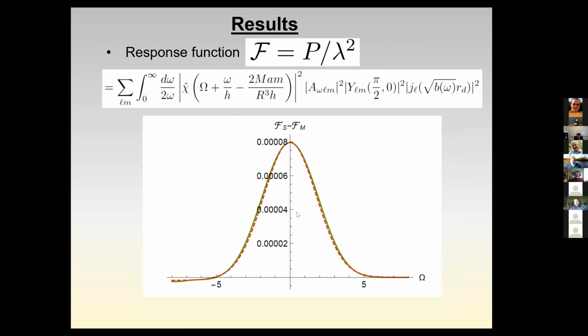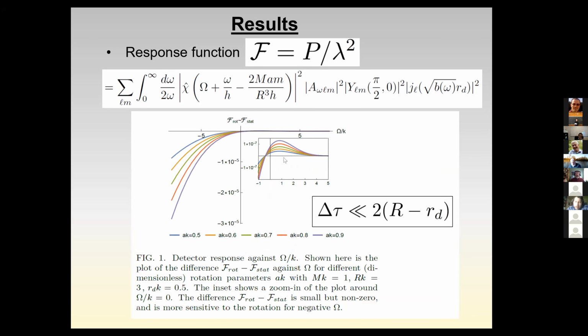Okay. So if you look at this, it is the difference between the response function of Minkowski and the static case. You see that it's of the order 10 to minus 5. Now if I'm looking at the difference between the static and the rotating, then for the positive omega, which means that you are trying to excite the detector, it is of the order 10 to minus 7. For example, for omega equal to 1, it's 10 to minus 7. So it's basically 100 times smaller, right?